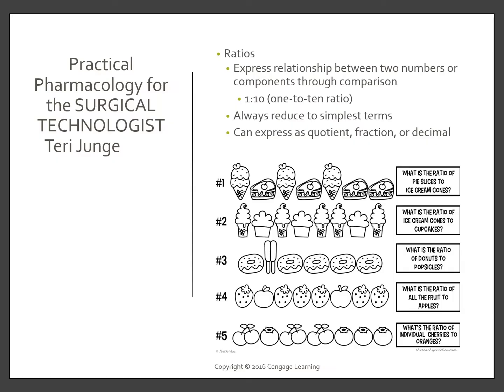Now ratios, remember, ratios express relationships between two numbers. So let's say the ratio in our lab class is 10 students to 1 instructor, or 1 instructor to 10 students. So that would be a 1 instructor to 10 student ratio, or a 1 to 10 ratio. And we use the colon to separate those numbers. We would always want to reduce that to the simplest terms. But it can also be displayed in different ways, as we have seen.